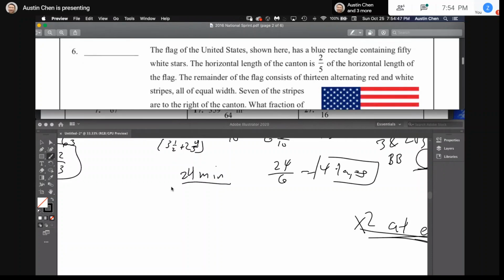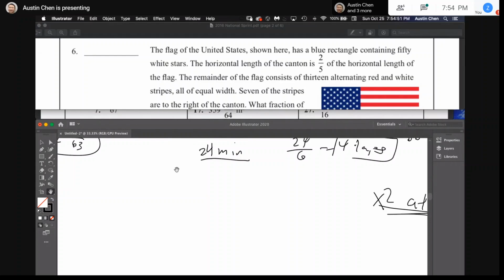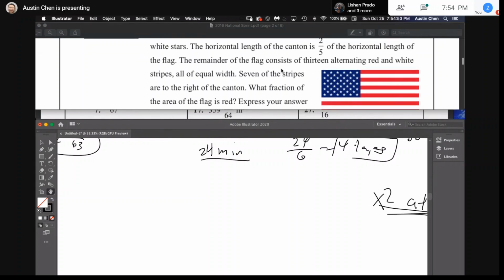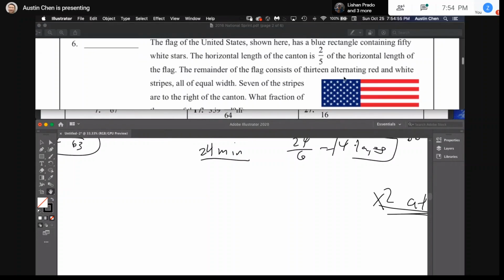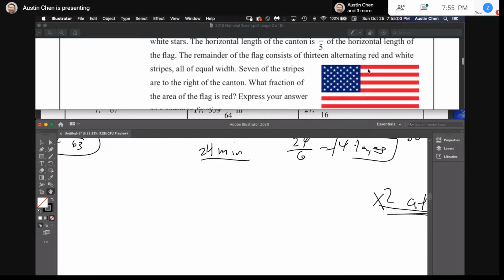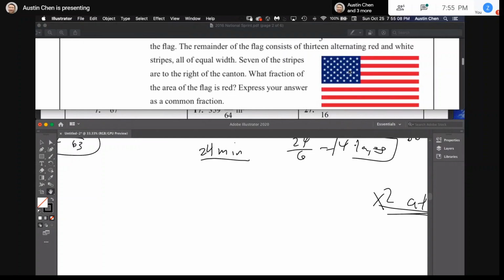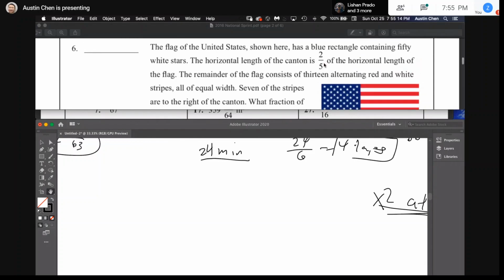All right. The flag of the United States shown here has a blue rectangle containing 50 white stars. The horizontal length of the canton, which is this blue box here, is 2/5 of the horizontal length of the flag. And if you didn't know what a canton was, it should be pretty easy to figure out, right? Because there's only really 2 things you can talk about, like the box or the not box, and you can really only say that the box is like that, right?